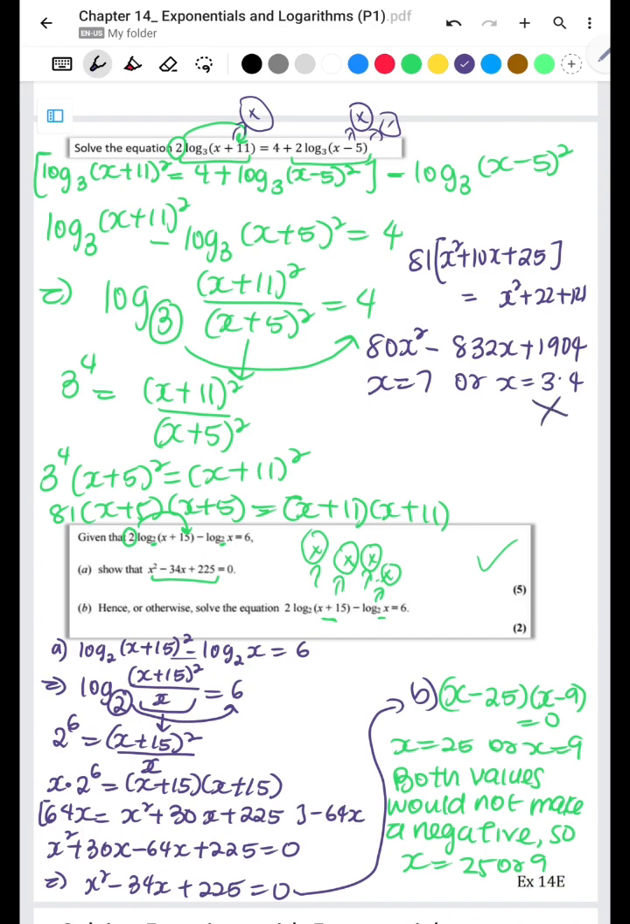So this value would give me a negative value, so therefore only x equals 7 gives a positive value for logarithms.